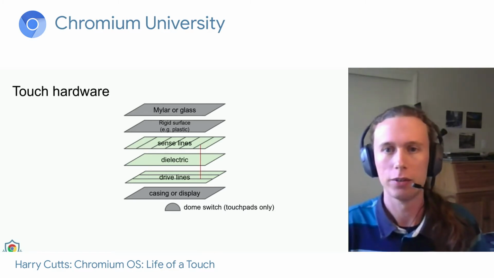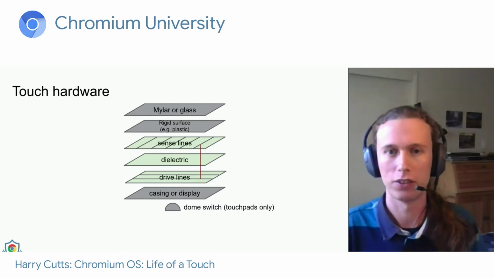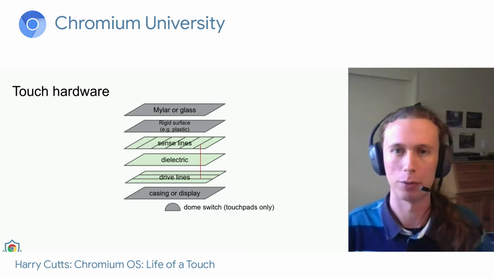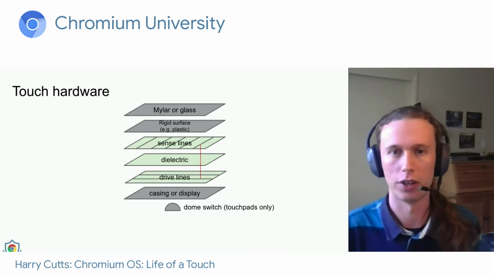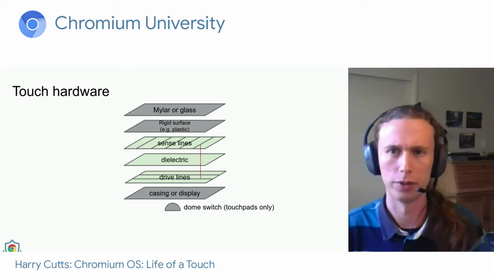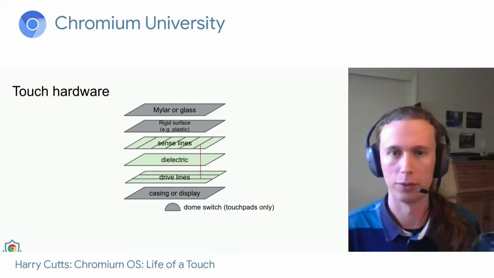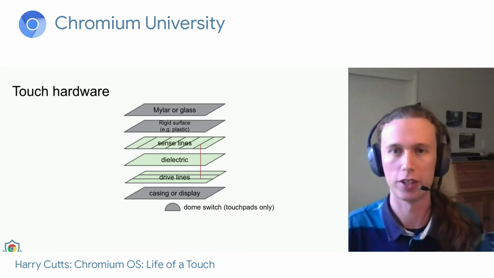So essentially, we have this grid of capacitors that we can measure by changing which line we drive. So the touch controller will drive each line in turn and then read the resulting capacitance on each of the sense lines. And that will give it a heat map of touches across the whole display or touchpad, which we will get to in a moment. Then at the bottom, if it's a touchpad, we just have some casing. If it's a touch screen, we have a display, and then touchpads will have the whole assembly on top of a dome switch, typically, so that you get the nice satisfying click down when you apply pressure.